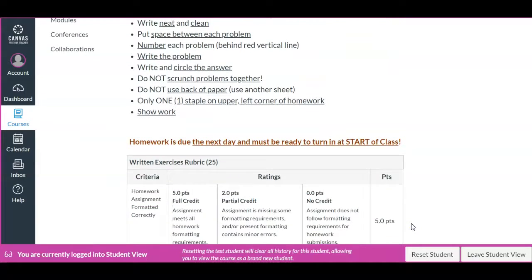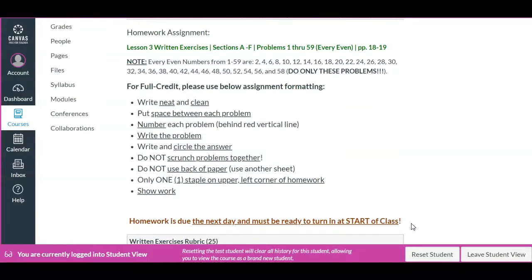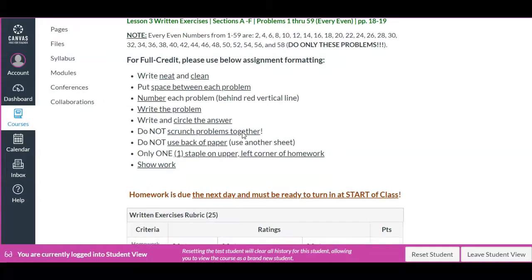I know I keep repeating myself, but I just want to make sure that you understand that. You'll go ahead and complete this assignment. You'll use the formatting in order to get full credit. You'll show all your work. You'll circle your answers. You'll give spaces in between the problems. And you'll submit your homework when it's done by end of day tomorrow in your black folder where you're supposed to submit your homework.